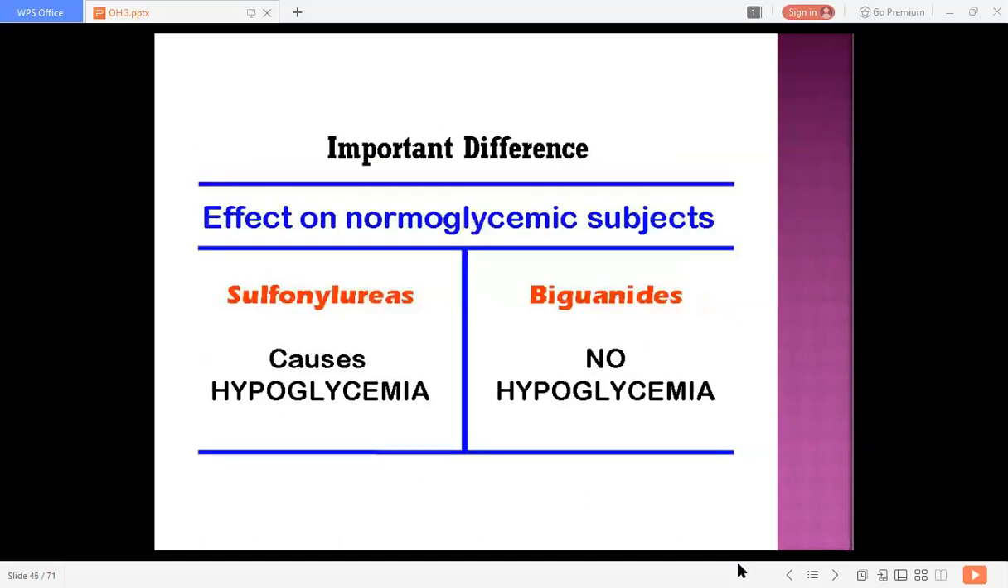The important difference between the sulfonylureas and biguanides: sulfonylureas cause hypoglycemia. Biguanides do not cause hypoglycemia.